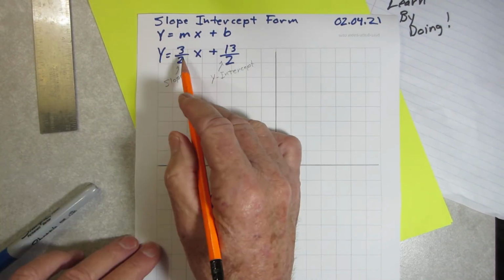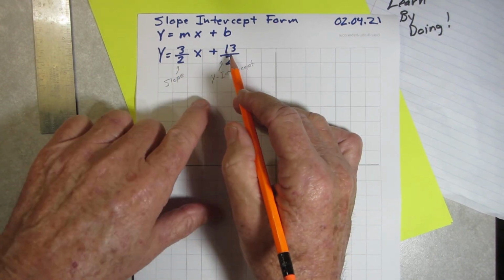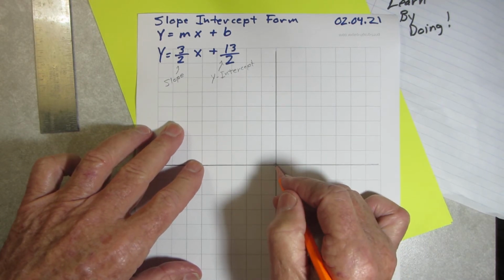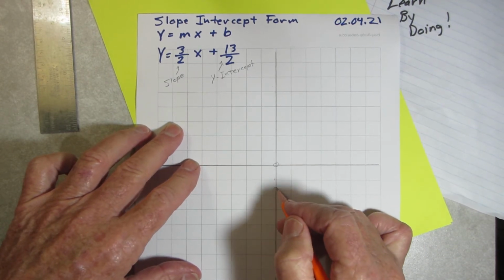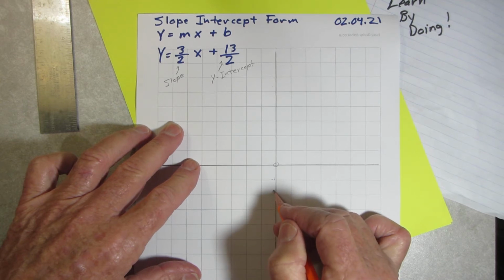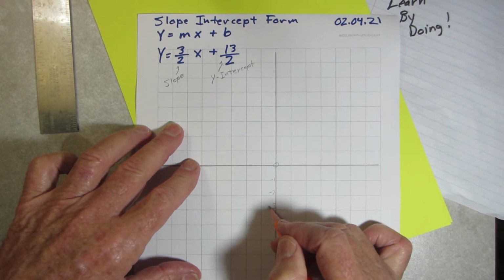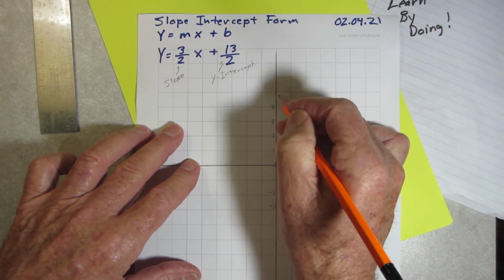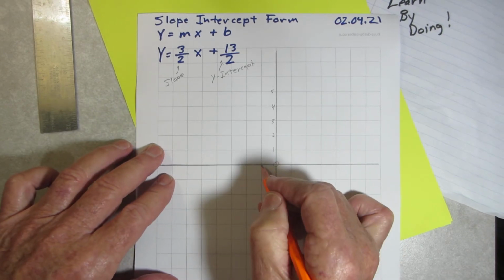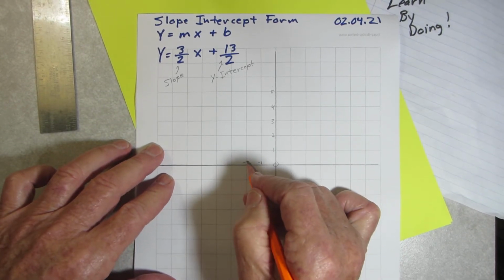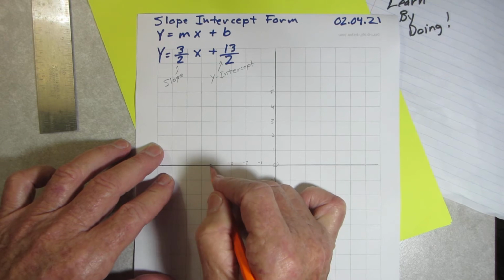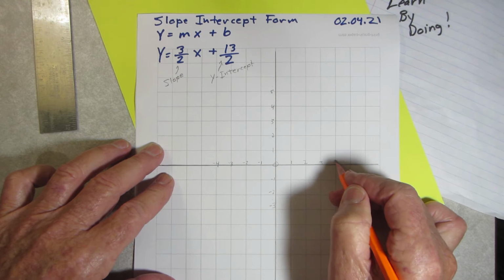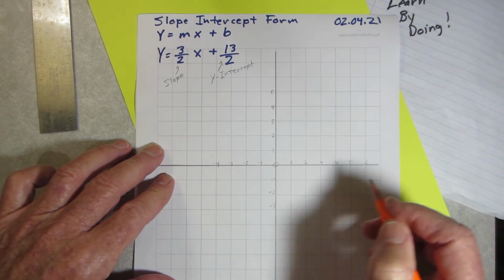Okay, so your slope is going to be 3/2. Let's find the y-intercept first. It's 13 halves. Each one of these is 1, so we start with 0. Then we've got 1, -1. When you're going down, you've got negative. When you're going up, you've got positive: 1, 2, 3, 4, 5. Going out this way you've got negatives: -1, -2, -3, -4. And this way is positives: 1, 2, 3, 4, 5, 6.